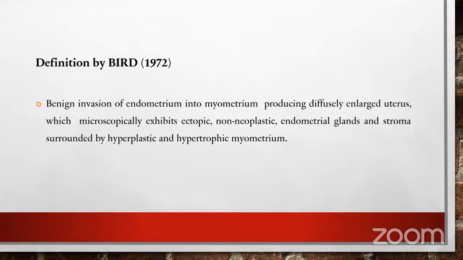Definition of adenomyosis was given by Bird in 1972. That is benign invasion of endometrium into myometrium, producing a diffusely enlarged uterus, which microscopically exhibits ectopic, non-neoplastic endometrial gland and stroma surrounded by hyperplastic and hypertrophic muscle, the myometrium.